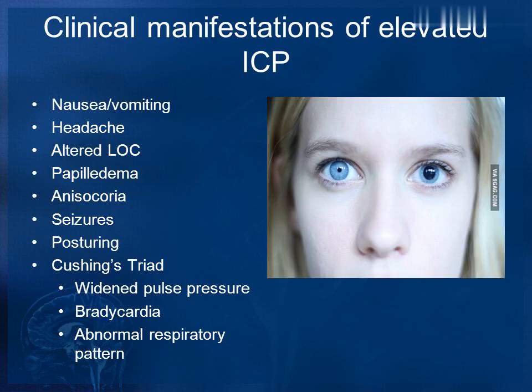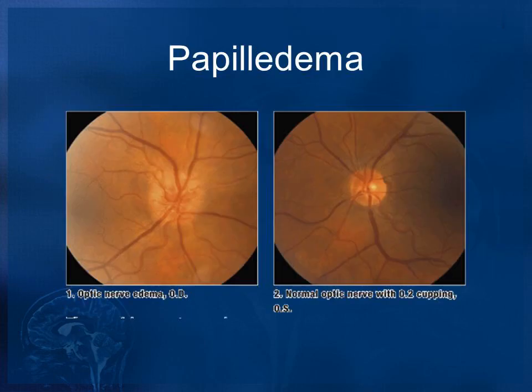Clinical manifestations of elevated ICP: nausea and vomiting, headache, altered LOC, papilledema, anisocoria, seizures, posturing, Cushing's triad, widened pulse pressure, bradycardia, abnormal respiratory pattern.